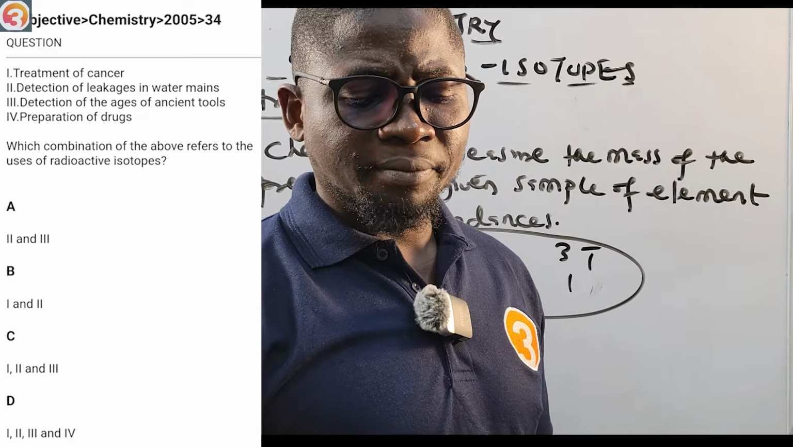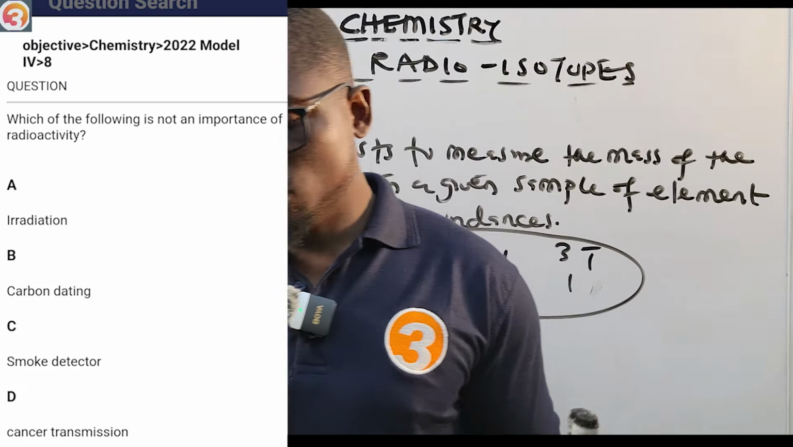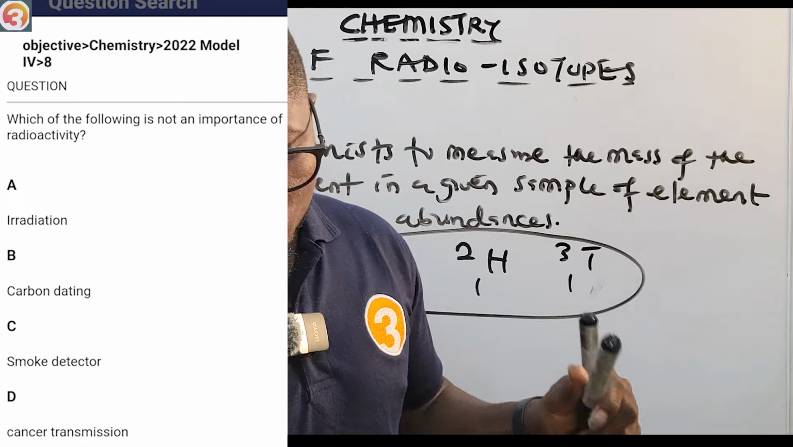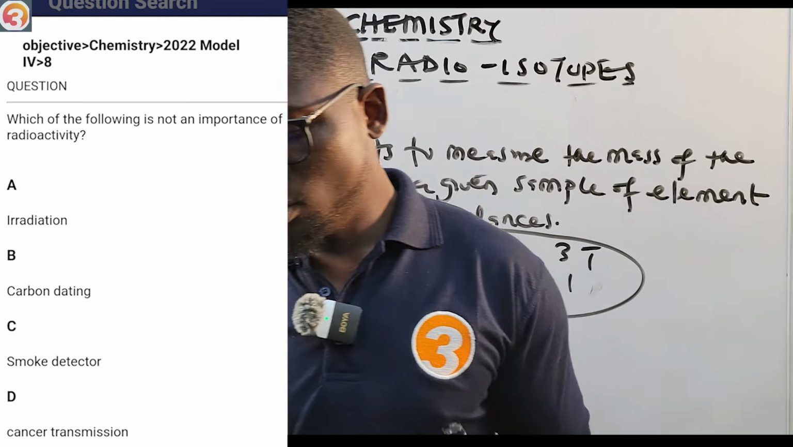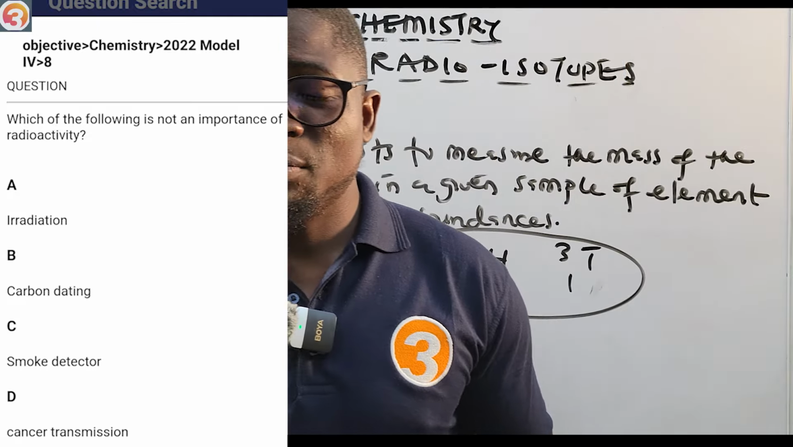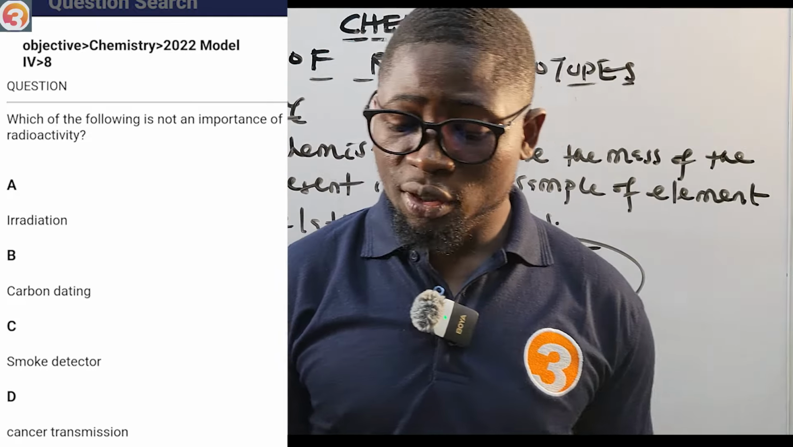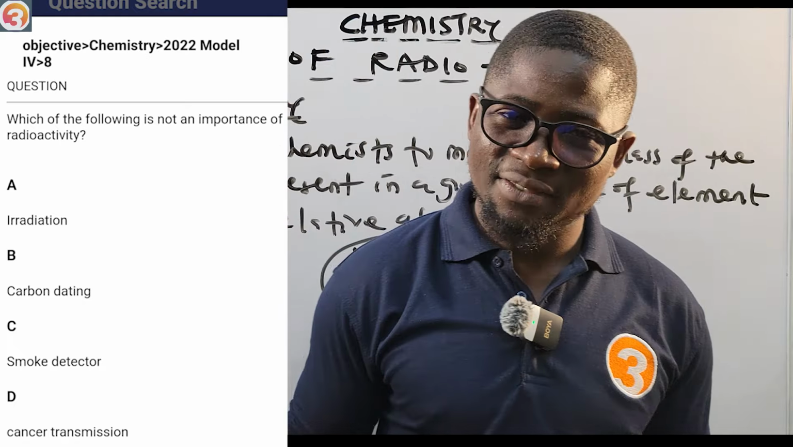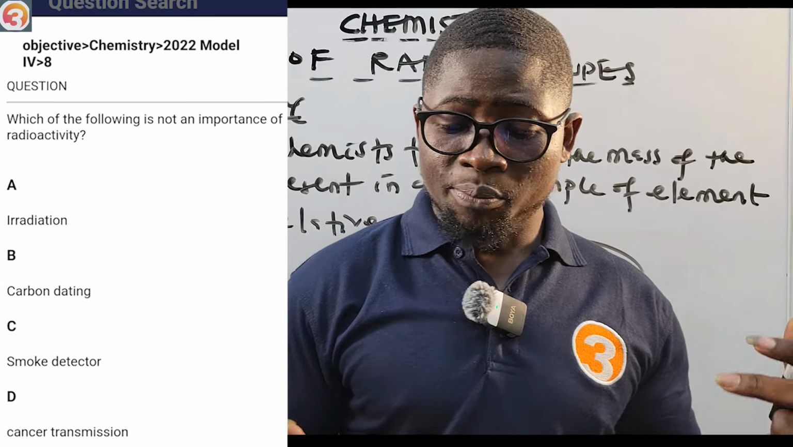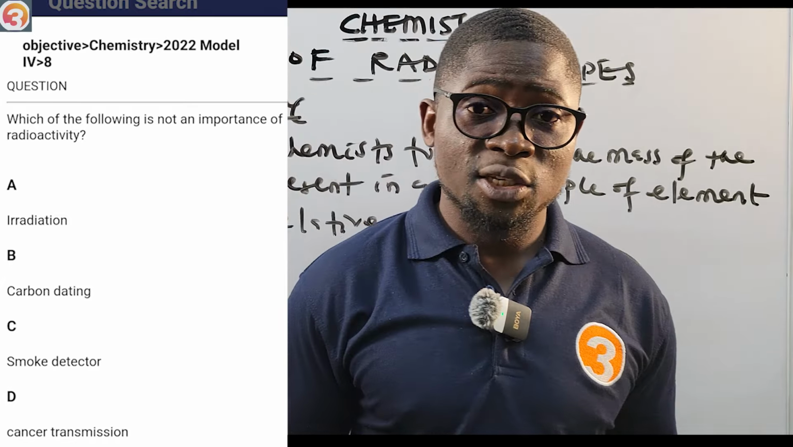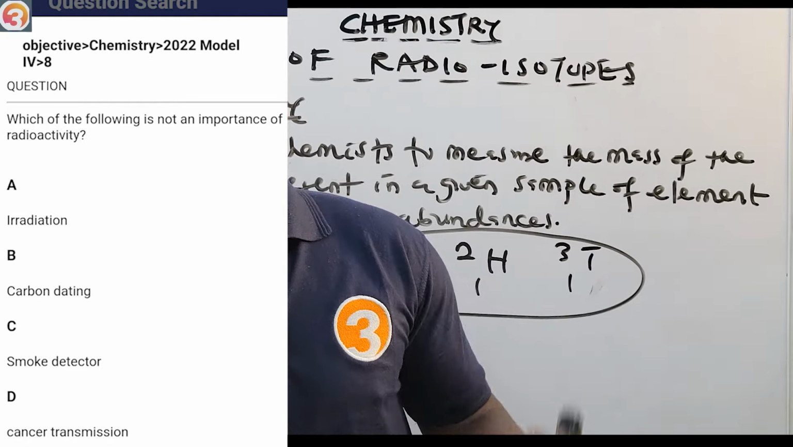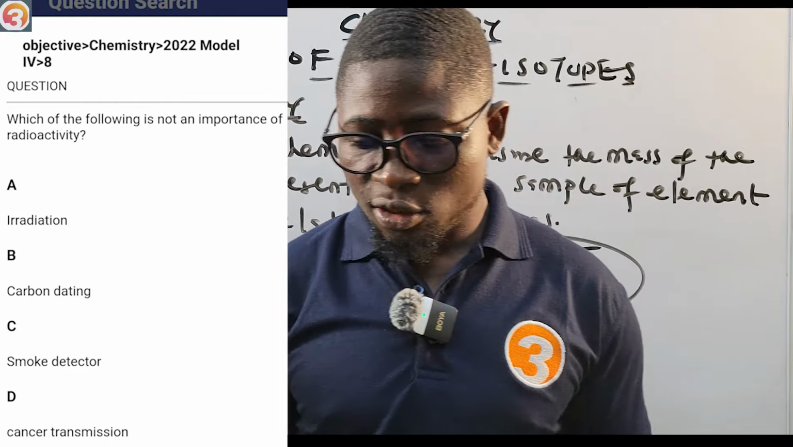Now, 2022 number 8 says, which of the following is not an importance of radioactivity? A, irradiation. B, carbon dating. C, smoke detector. D, cancer transmission. Cancer transmission cannot be a use. It's not an importance of radioactivity. Of course, it's used in irradiation. Also B, in carbon dating. C, smoke detector. Smoke detectors use the ionization property of radioactivity. So they are also used, but cancer transmission is not part of them.